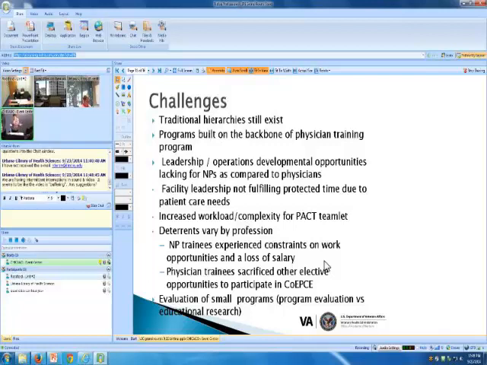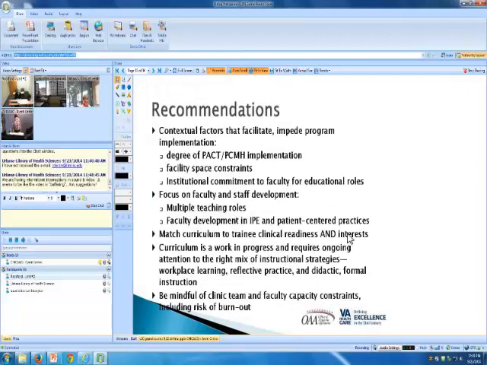And then a challenge with evaluation is that this is really small numbers. It's more of a demonstration project. And what do we have out there for educational research? It's not a very established science. So educational research is certainly a challenge.